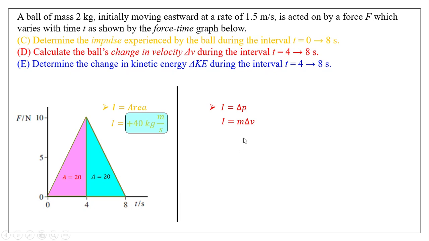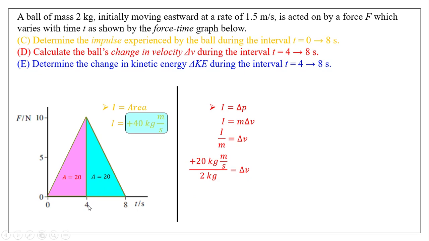So therefore, to find delta V, I need to get rid of this M here by dividing both sides by M. So to find delta V, I take the impulse divided by the mass. Well, what impulse? Impulse from 4 to 8. So if you look at the graph properly, the impulse from 4 to 8 is a positive 20, which is in blue here, right? So make sure you read your time boundary, okay?